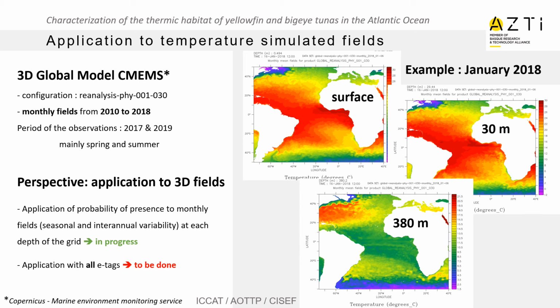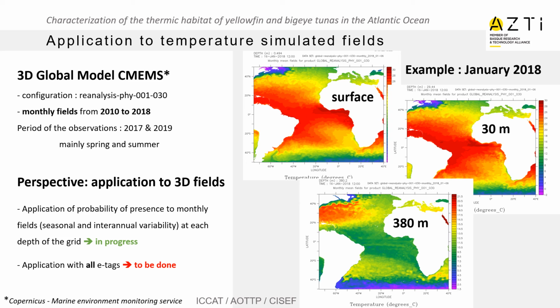The next step of the work is to apply the probabilities of presence to 3D fields. And for that, we are using 3D global models of CMEMS, from which we use the monthly fields of temperature from 2010 to 2018. So as an example here, the maps show the temperature for January 2018 at different depths.